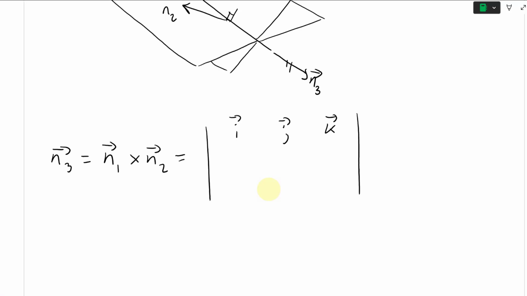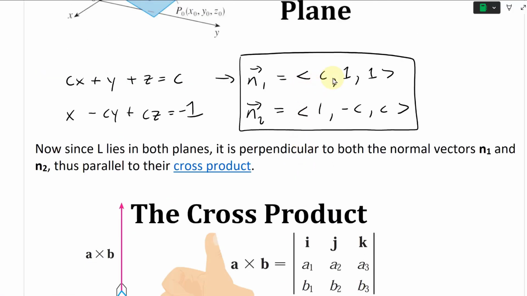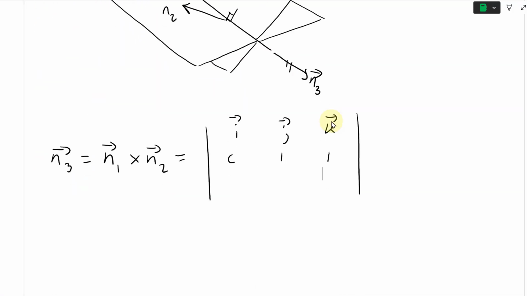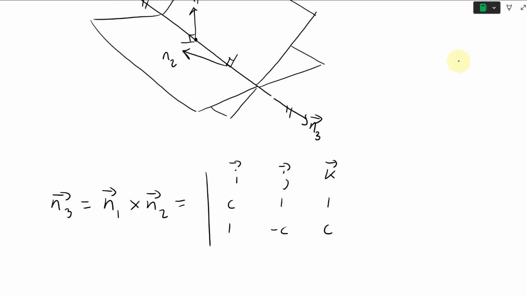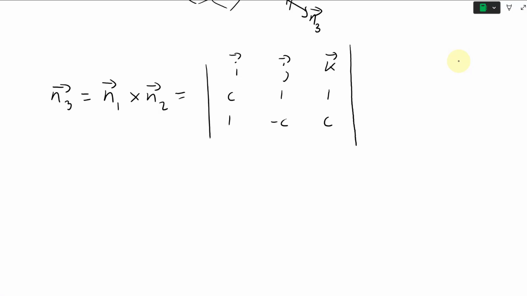And then the parallel vectors we had, the normal vectors: C, 1, 1, and 1, negative C, C. So basically now we could just solve for this, using the shorthand. You cross out the first column, multiply this by this, and subtract this by this. So right here, 1 times C is C, minus 1 times negative C, so minus a negative C, this is going to be C, plus C, and this is the I component.